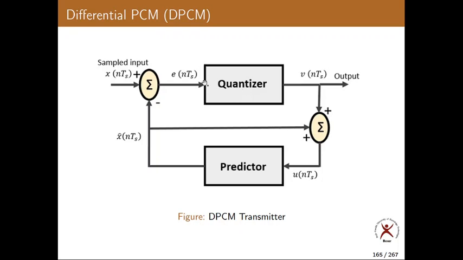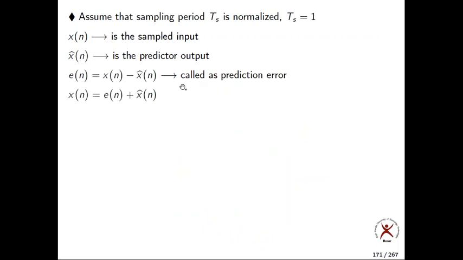Now please remember here, we are quantizing the error, which means we are quantizing the difference between a sampled signal and its prediction. That's what is called differential PCM. So here we are not quantizing the input samples directly. Instead of that, we are quantizing the difference between input sample and its prediction, or we are quantizing the prediction error. Okay. So what is X of n from this equation? E of n plus X cap of n.